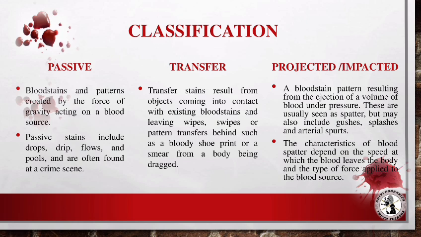Passive stains are created by gravity alone. They include drop, drip, flow, and pool patterns. Transfer stains result from direct contact between a bloodied object and another surface. Example: bloodied shoe print, bloodied handprint, etc. Projected or impact stains occur when blood is ejected by force or pressure. Each type of bloodstain pattern provides unique clues about what happened at the crime scene. Shall we go into detail?